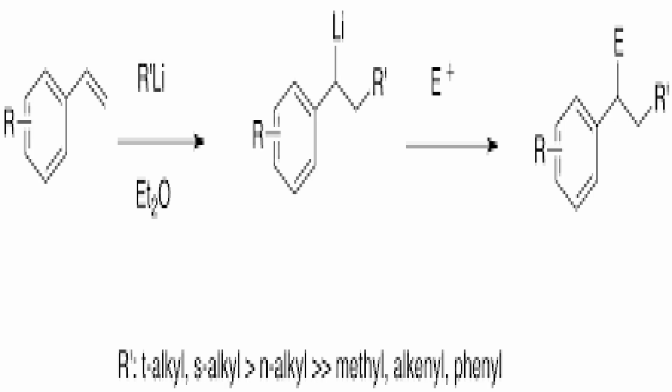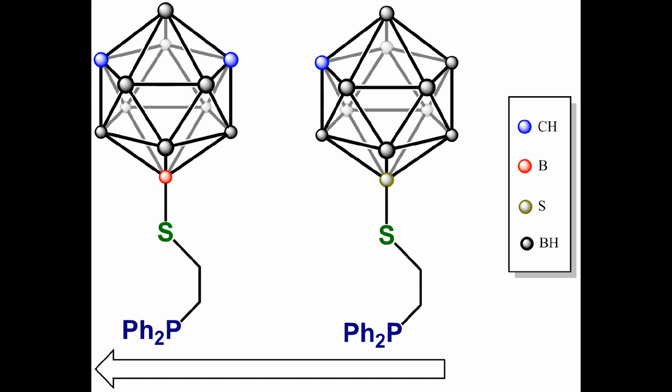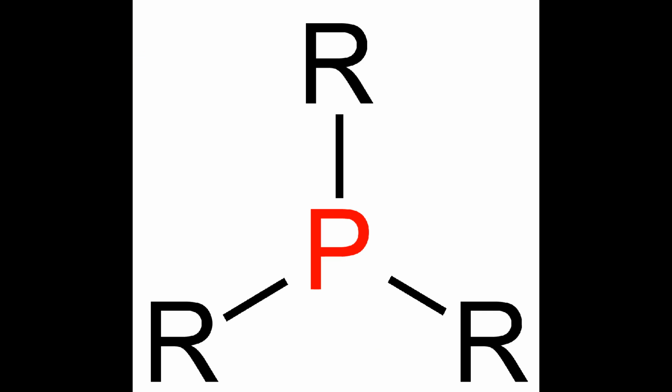Tertiary phosphines are generally obtained by treatment of phosphorus trichloride or triphenylphosphite with organolithium reagents or Grignard reagents. They are commonly used as ligands in coordination chemistry. Tertiary phosphines of the type PRR'R'' are P-chiral and optically stable.